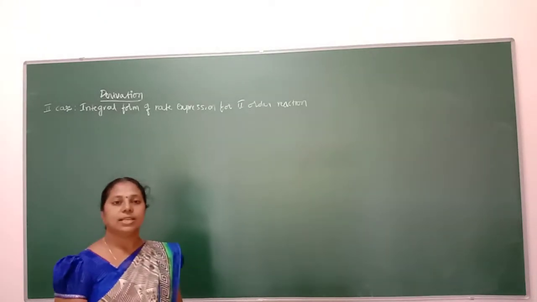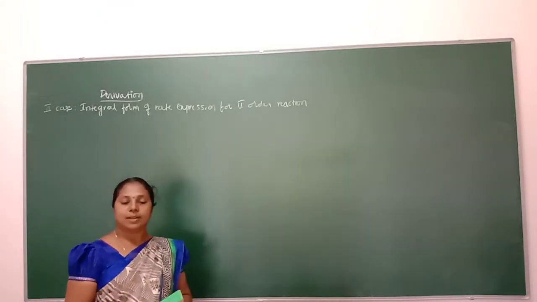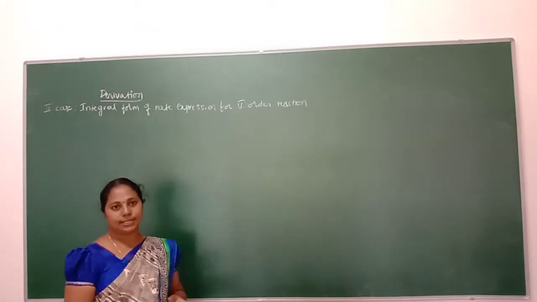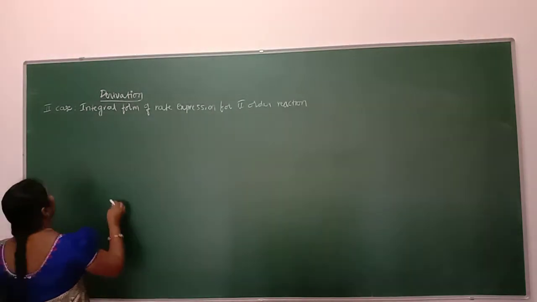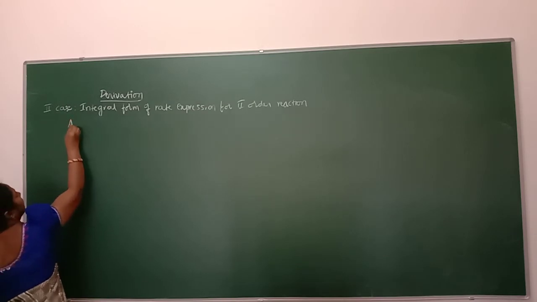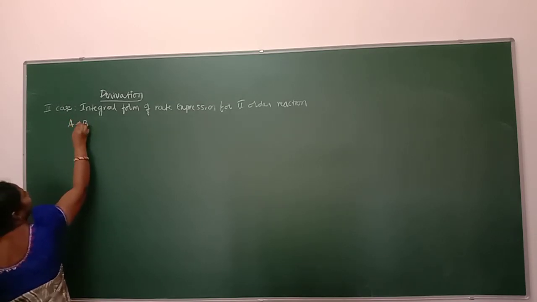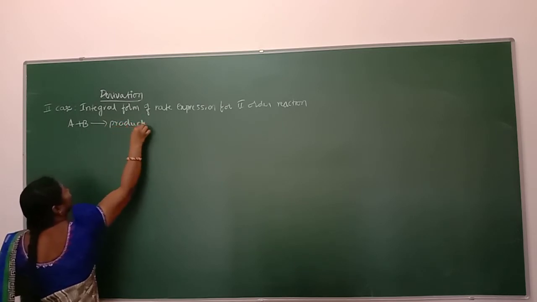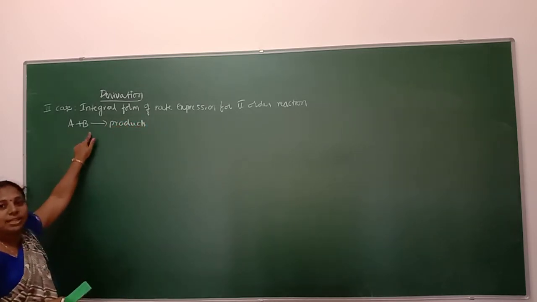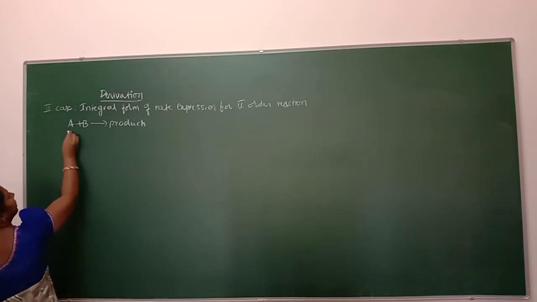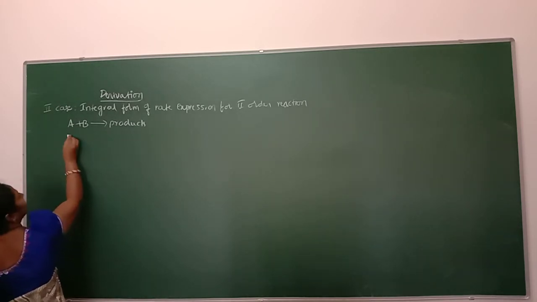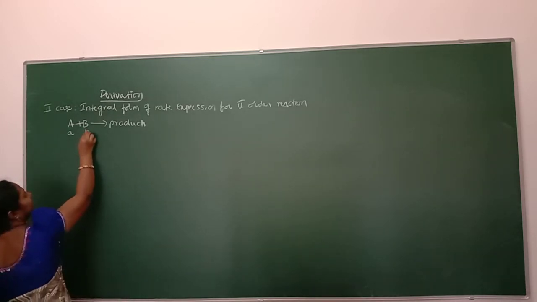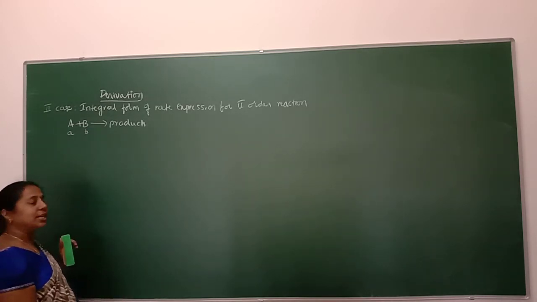Now we will study the derivation of the rate constant expression for a second order reaction by using the second case. For that, again we have to consider the second order reaction A plus B gives products. We know that A and B are the reactants. These two combine to form a product. Let small a be the initial concentration of reactant A and small b be the initial concentration of reactant B.